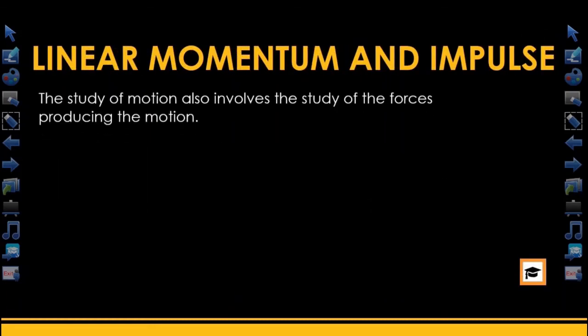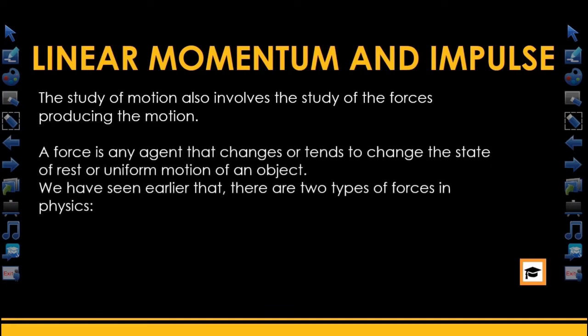Recall that in our study on motion and its causes, we talked about the study of motion and also the force that causes motion, where we define force as any agent that changes or tends to change the state of rest or of uniform motion of an object. Basically, we said we have two types of force: contact force and force field.